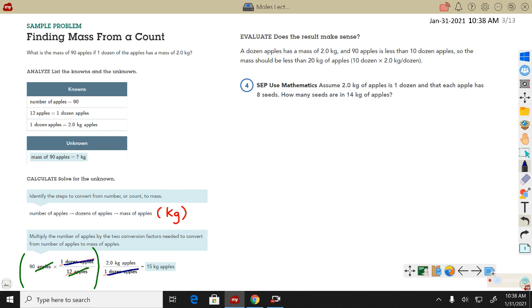Okay, well, let's start with what we've got. We've got 14 kilograms of apples. Let's set up a little proportion. I don't want my final answer to be kilograms of apples. I want it to be seeds. So I know that I want to cancel kilograms. What can I use here?